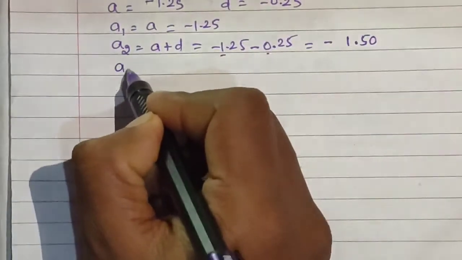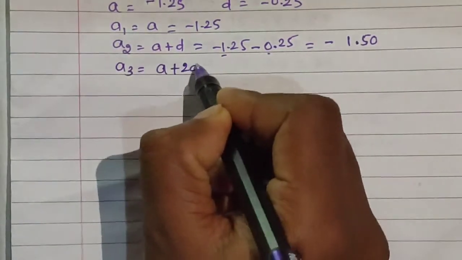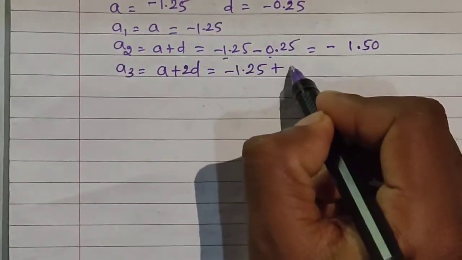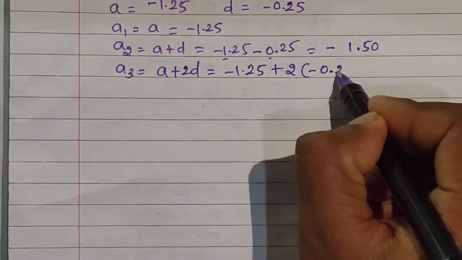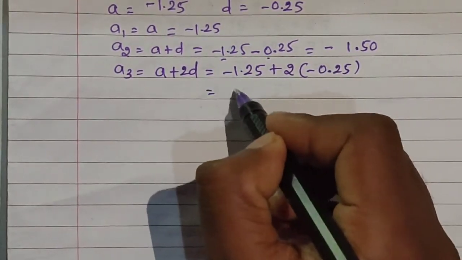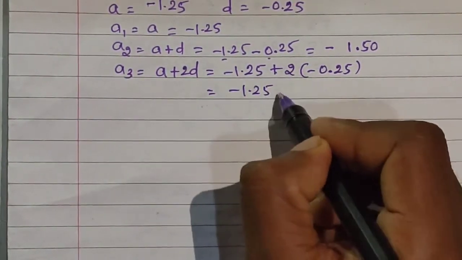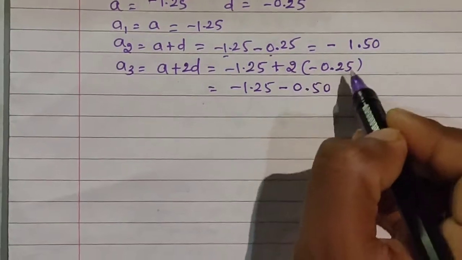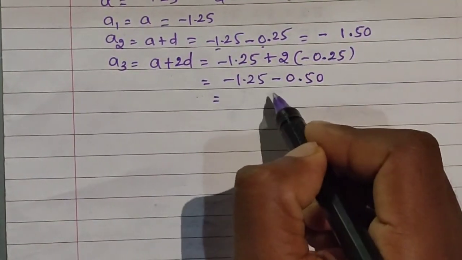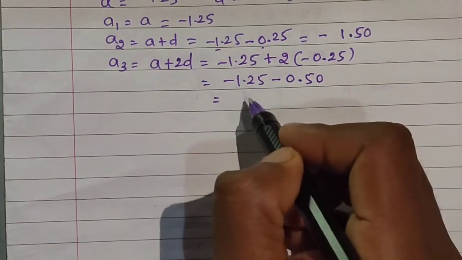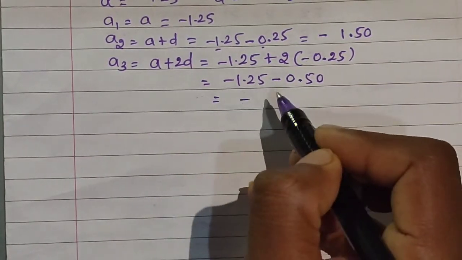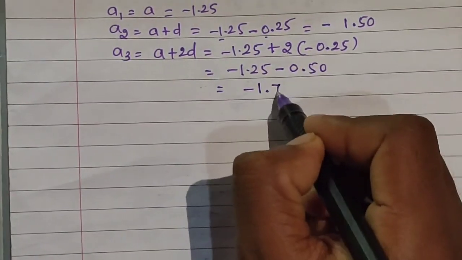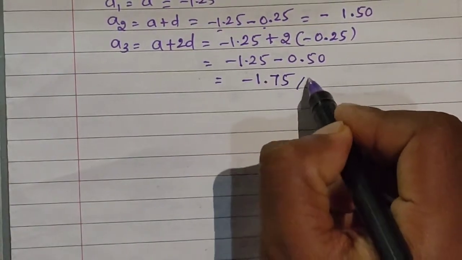To calculate third term A3, formula is A plus 2D. I am substituting the values. A value is minus 1.25 plus 2 times D, and D value is minus 0.25. Minus 1.25 as it is. Plus into minus is minus. 2 into 0 is 0. 2 into 25 is 50. We can observe both numbers are minus, so we add them by writing the minus symbol. 1 plus 0 is 1, 25 plus 50, answer is 75. It means third term is minus 1.75.